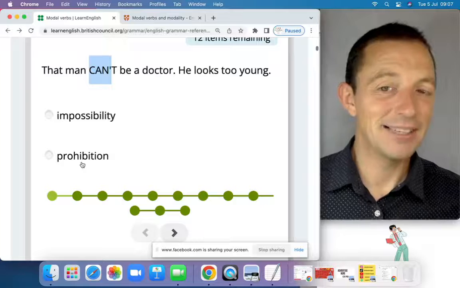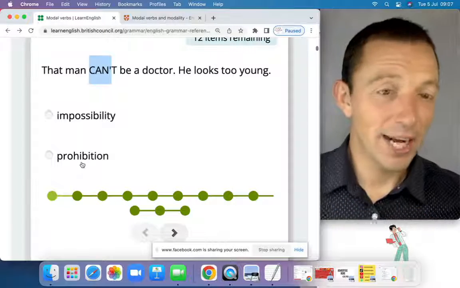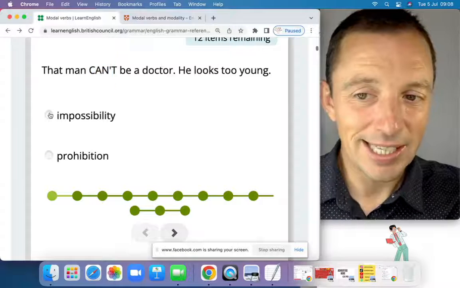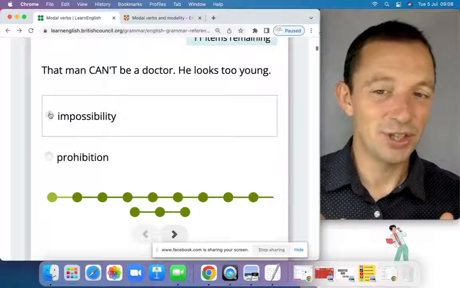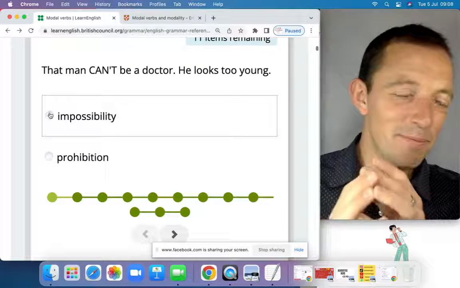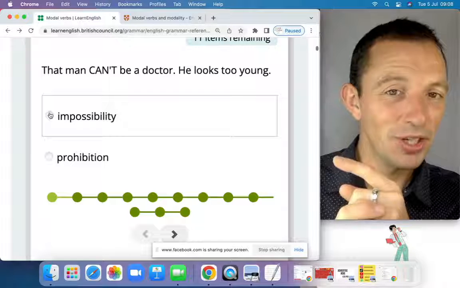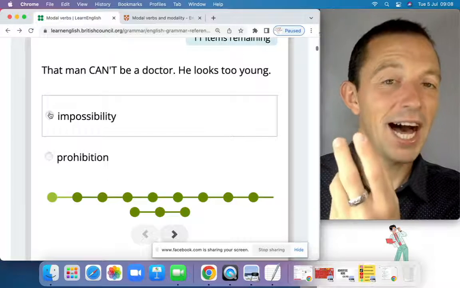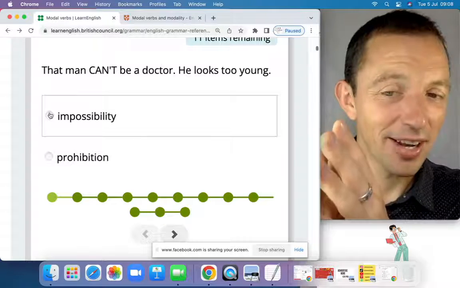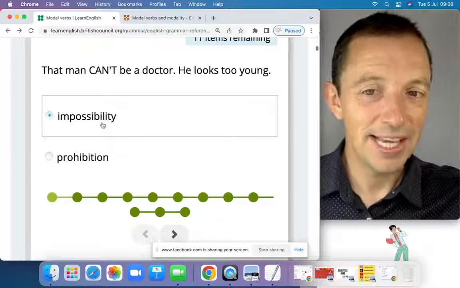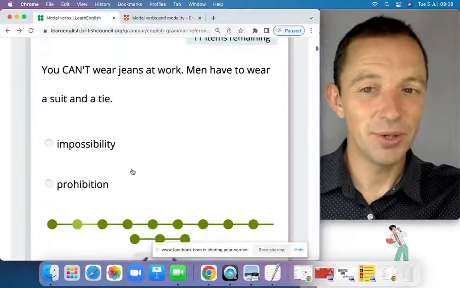This man can't be a doctor. He looks too young. The correct answer, I think, is impossible. It's impossible this man is a doctor because he is too young. I understand people might think prohibition, and that's fine because the verb can and can't is typical for prohibition. But in this particular case, it's impossibility. He can't be a doctor. Okay, let's continue.